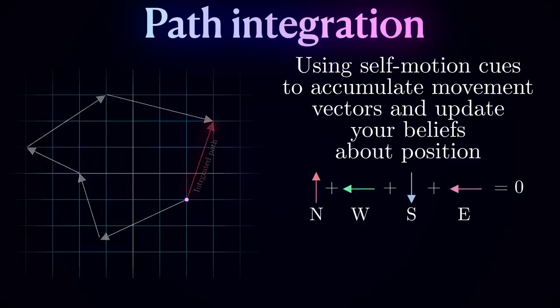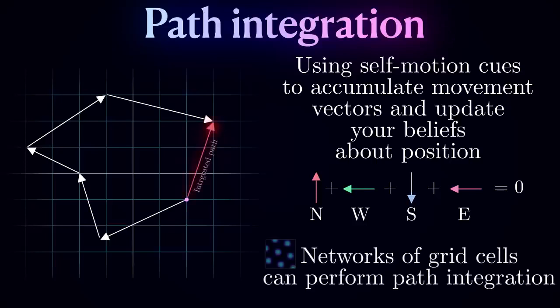Many animal species, such as insects, birds, rodents, and humans, all can path integrate. In fact, as we'll see in more detail in the next video, networks of grid cells can perform path integration, which can be modeled in a neural network with what's called attractor dynamics.